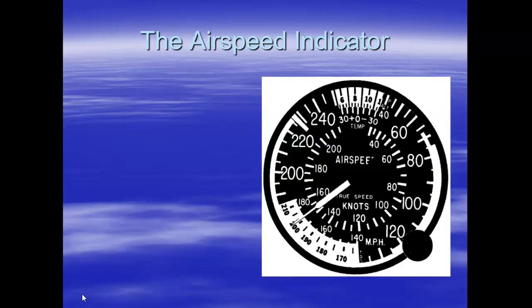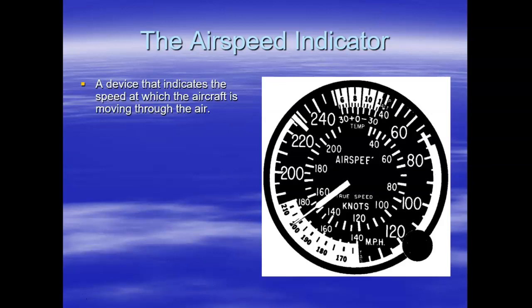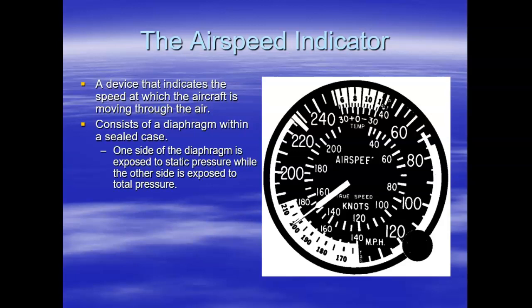Now the last pitot-static instrument to discuss is the airspeed indicator. The airspeed indicator is a device that indicates the speed that the aircraft is moving through the air. It consists of a diaphragm within a sealed case. One side of the diaphragm is exposed to static pressure, while the other side is exposed to total pressure. Total pressure equals static pressure plus dynamic pressure.